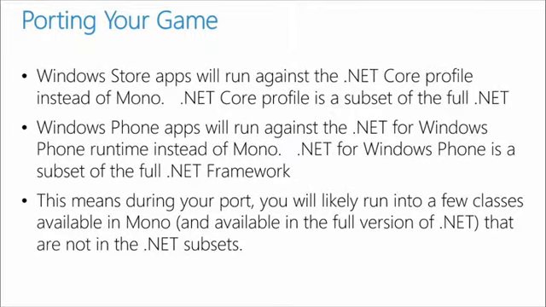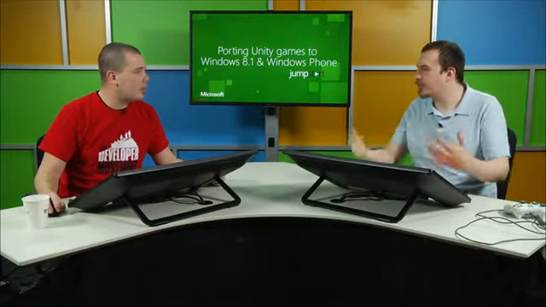So basically, that means you're likely to run into a few issues where classes that are available in Mono aren't available to you in the subset .NET versions. It shouldn't be too big of a deal. Most of them are replaceable, or you can stub in your own, and we'll go through how to approach that. In the next module, we'll take a deeper dive into that, and give you some tips and tricks on how you can handle stuff like that.